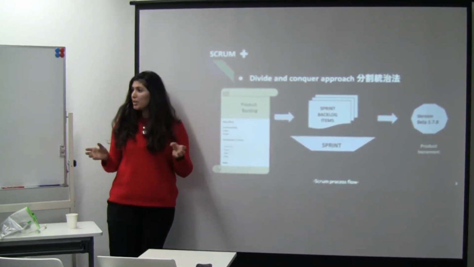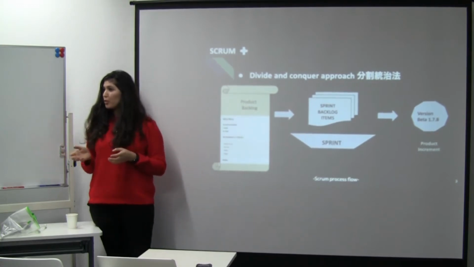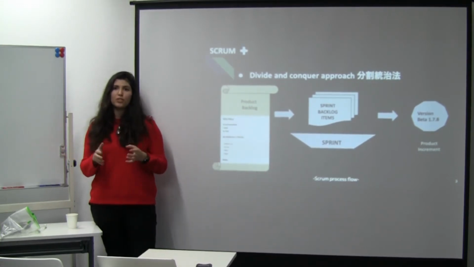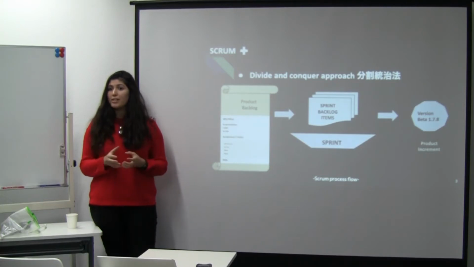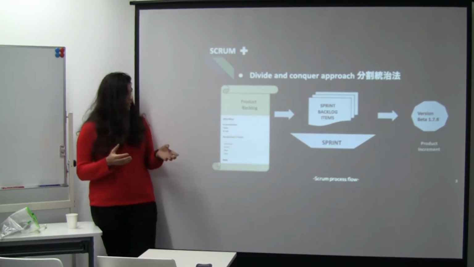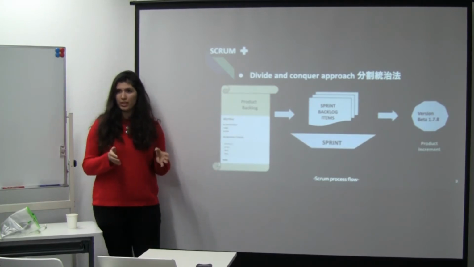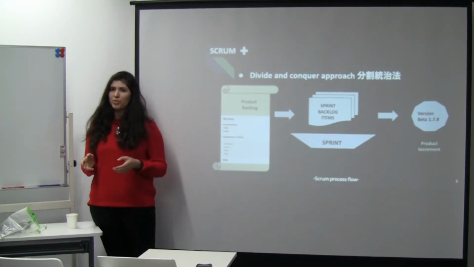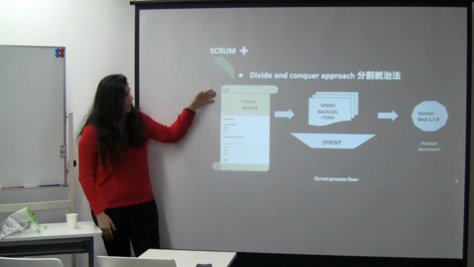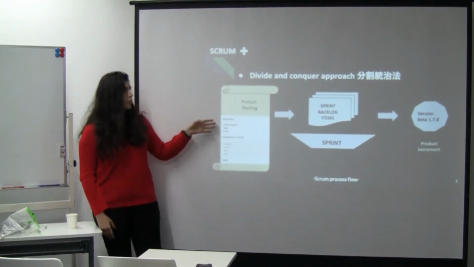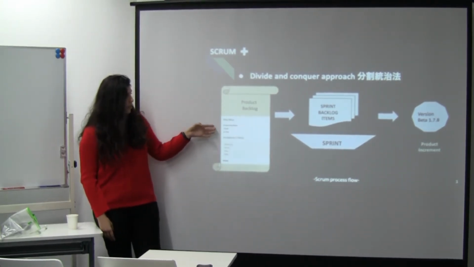So the Scrum team is constituted of a product owner. He's the business person, the one who has the vision for the product, and he will translate that vision into tasks. Then we have the Scrum Master, the one who makes sure that the Scrum framework is emphasized, and the developers.